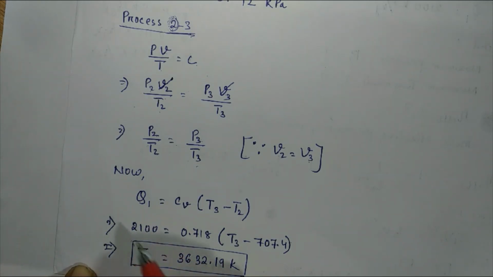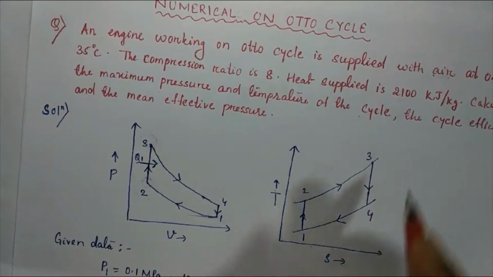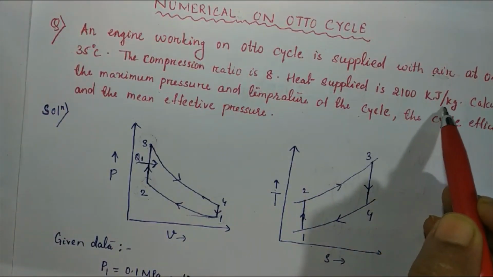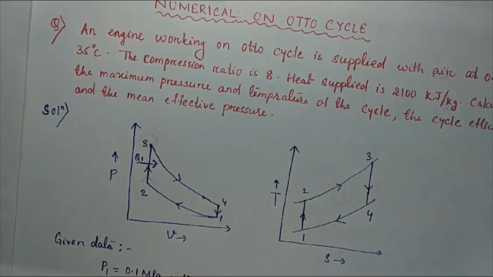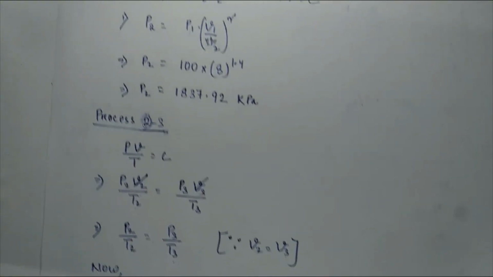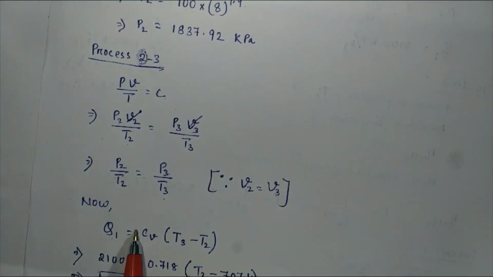Then we consider the value of Q1 which is given in the question. The heat supplied is 2100 kilojoule per kg. So Q1 is considered to be m Cv del T, but according to the question, the expression of Q1 is given as 2100 kilojoule per kg. So the mass is per unit. That's why here in the expression of Q1, we are not considering m because m is 1 kg. So Q1 equal to Cv del T, that is T3 minus T2.